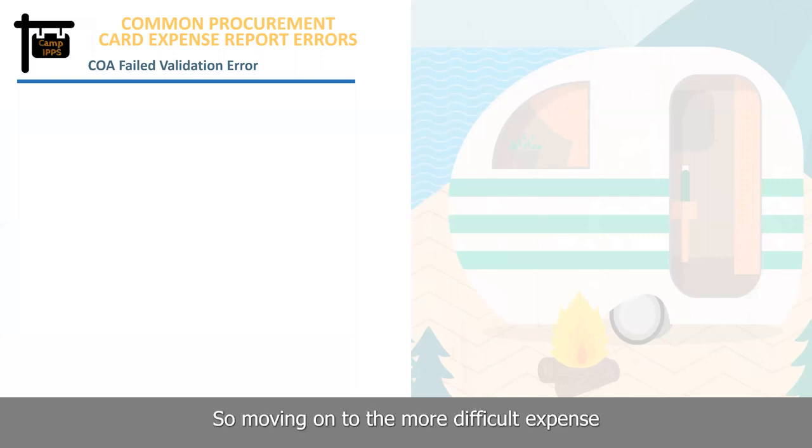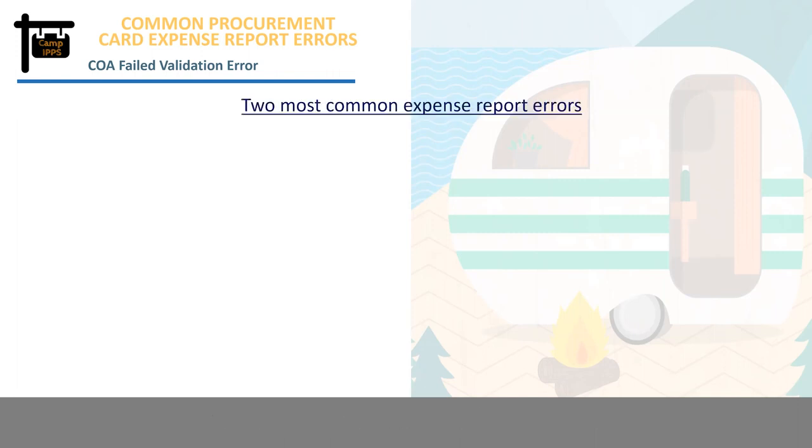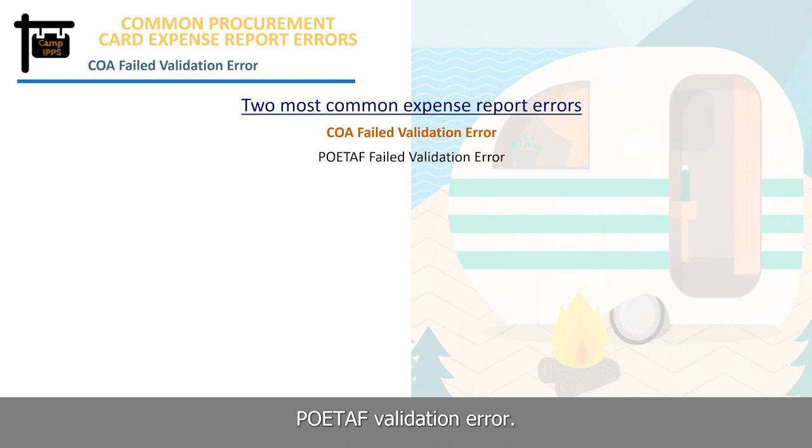Okay, so moving on to the more difficult expense report errors. There are two main types of errors that may appear on a returned expense report. The two most common are COA failed validation error, and a POTAF failed validation error.